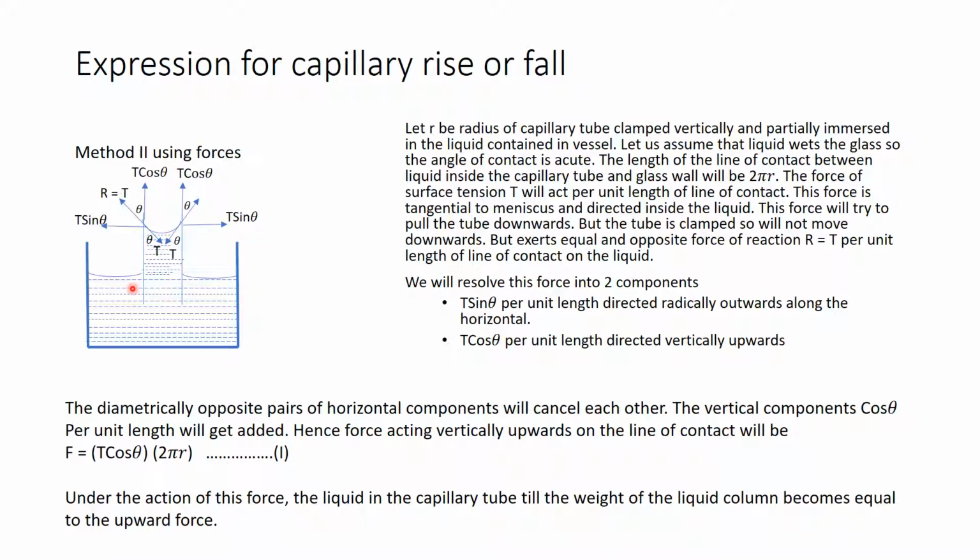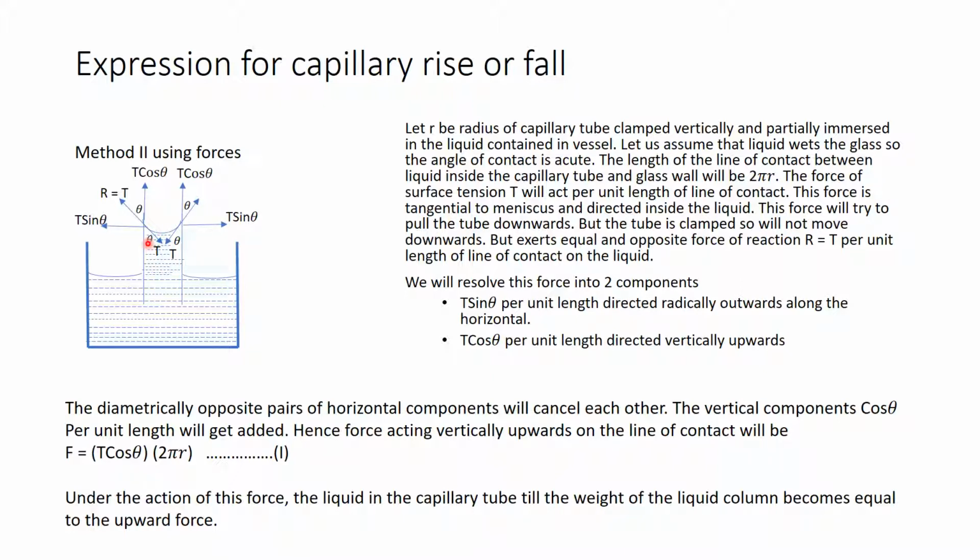Now let us assume that the liquid wets the glass. If the liquid is wetting the glass tube of the capillary, it implies that the angle of contact is acute. Now here the line of contact between the liquid inside the capillary and the glass wall of the capillary will be simply this circle, that is the circumference of the circle, 2 pi r. I will repeat again. I have drawn this diagram in 2 dimensions. Imagine the diagram in 3 dimensions, right?